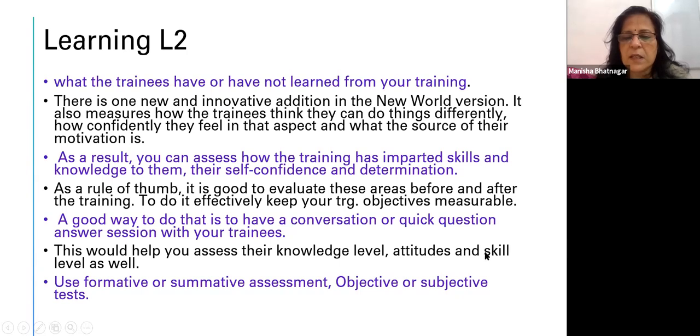But in subjective assessments, you need people who can handle alternatives. There cannot be a model answer for subjective tests, because every person will be writing in his own way, and there are different ways to say the same thing.